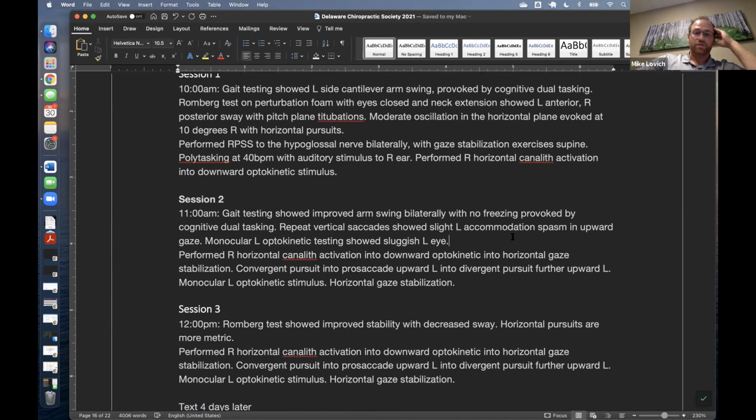And her horizontal pursuits were more metric. So that oscillation, gone. She performed right horizontal canalith activation into downward optokinetic into horizontal gaze stabilization. So in other words, this third session, we've kind of already figured out what we needed to hit that session. So I just did another round of it. Simple, easy. Because we knew we were going the right direction, we just hit it home.